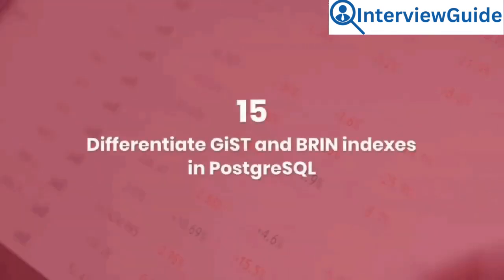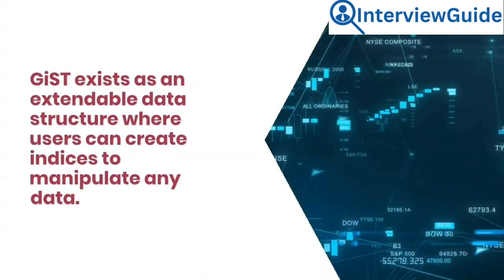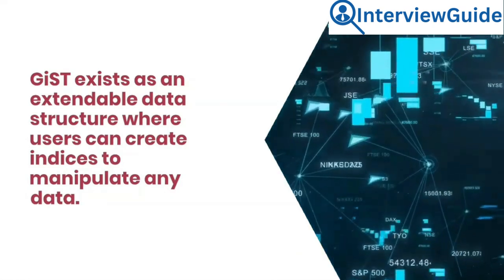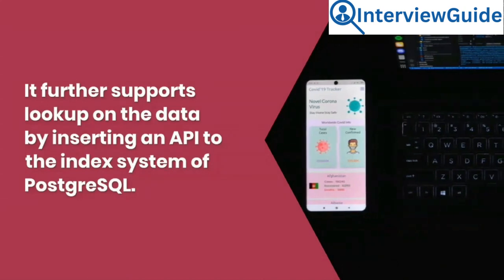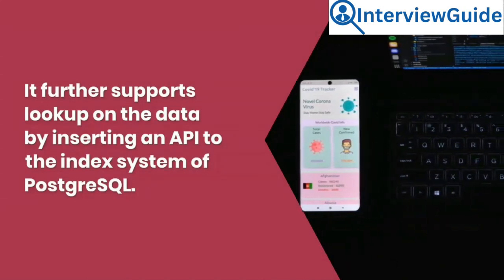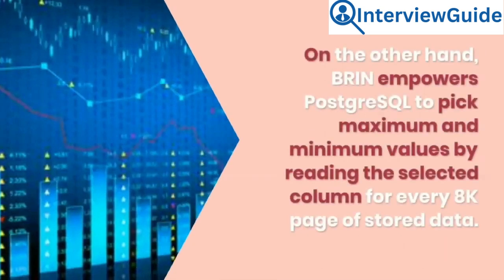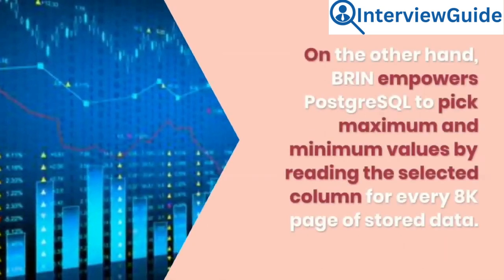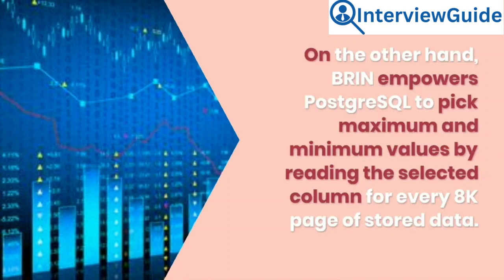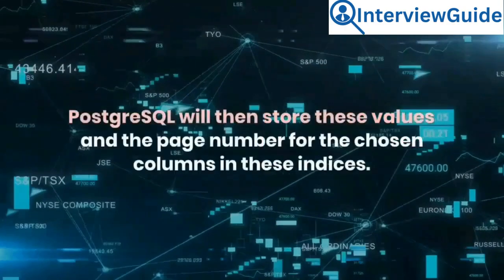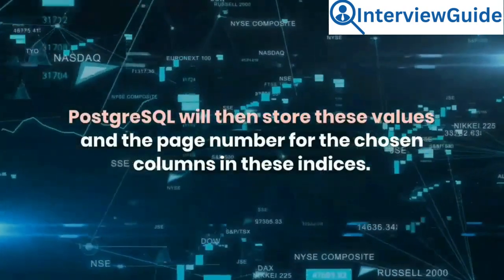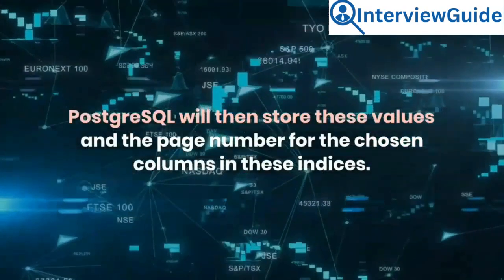15. Differentiate GiST and BRIN indexes in PostgreSQL. Sample answer. GiST exists as an extendable data structure where users can create indices to manipulate any data. It further supports lookup on the data by inserting an API to the index system of PostgreSQL. On the other hand, BRIN empowers PostgreSQL to pick maximum and minimum values by reading the selected column for every 8K page of stored data. PostgreSQL will then store these values and the page number for the chosen columns in these indices.